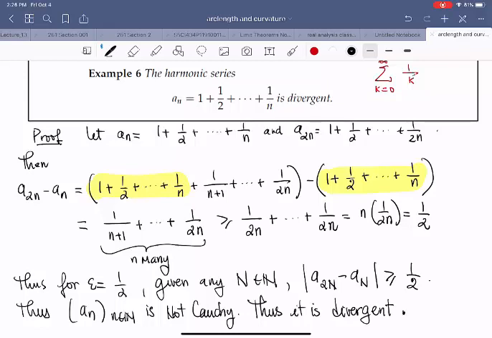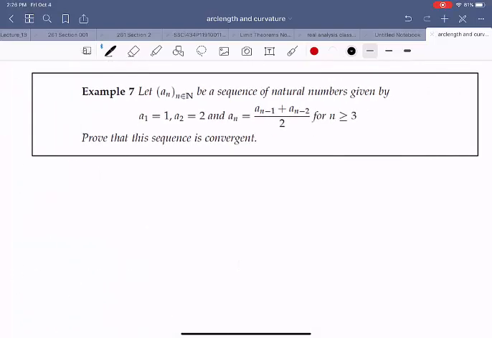And this completes this example. Let us turn to another example here. This is a sequence which is defined recursively. a1 is 1, a2 is 2, but a_n is the average of the preceding two terms, (a_{n-1} + a_{n-2})/2, for n bigger than or equal to 3.